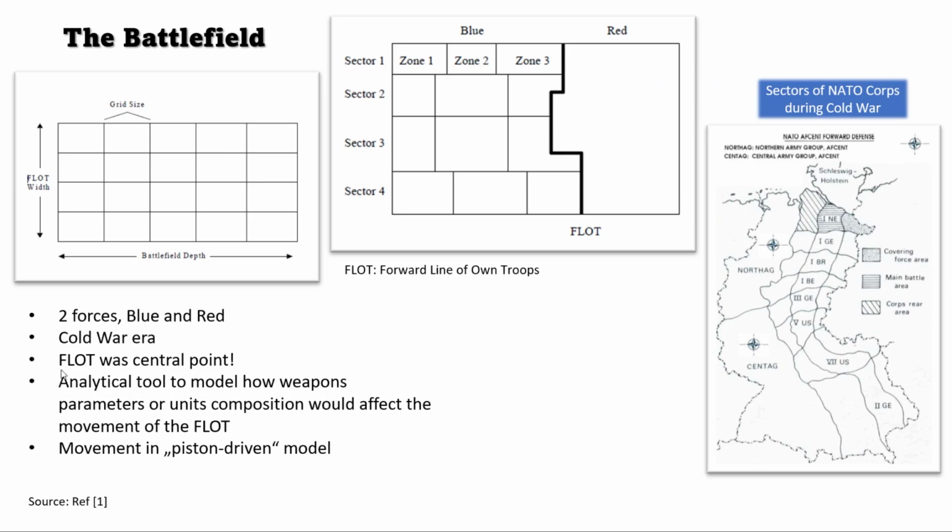Finally, the concept of the FLOT, the forward line of own troops, and how it moved back and forth during the ground campaign was a central point to benchmark the parameters used in the Thunder model. Remember, Thunder was an analytical tool to investigate campaign outcomes given certain parameters for weapons or systems, or even orders of battle.